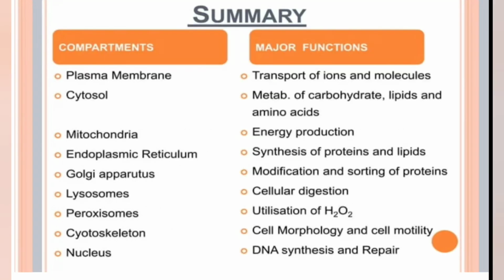And next we will summarize the topic. We have completed the cell membrane, then the cytoplasm and its organelles, structure as well as function, and in the end we have seen the parts of the nucleus also. So what are the compartments we will see here? The plasma membrane, then the cytosol, mitochondria, endoplasmic reticulum, Golgi apparatus, lysosomes, peroxisomes, and the nucleus. And at the end, what are the major functions of these?